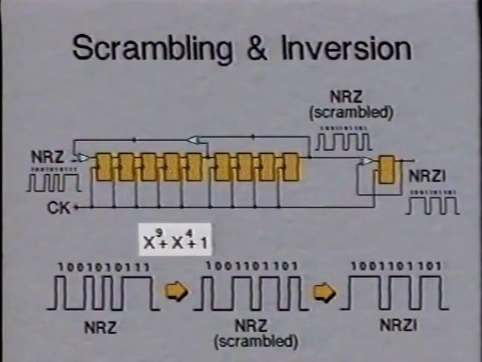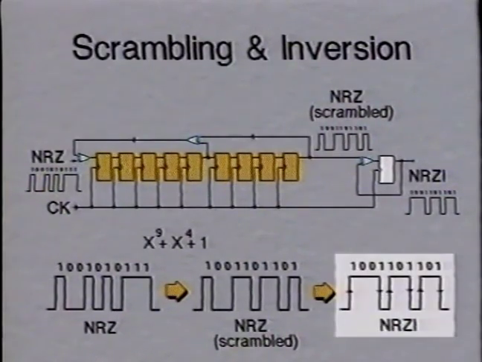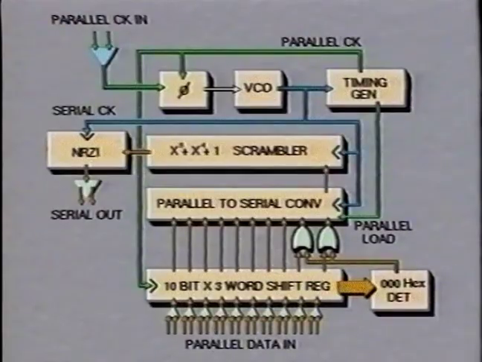Although scrambled, the signal is still NRZ in form. Inversion to NRZ-I form turns logic 1s into transitions, leaving the logic 0s unchanged. Theoretically, there will be some occasional long runs of 1s and 0s, and they will be discussed further in the tape on testing SDI.